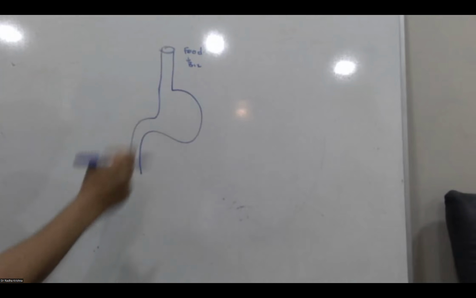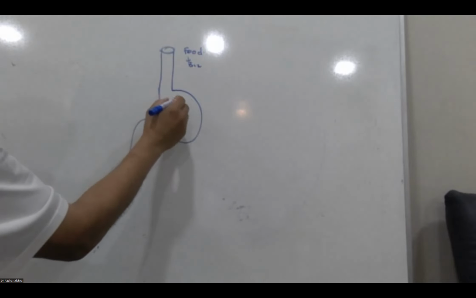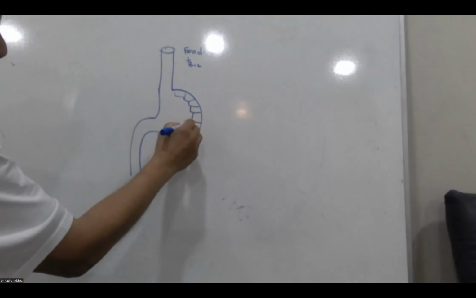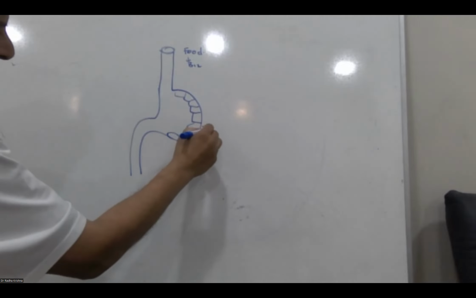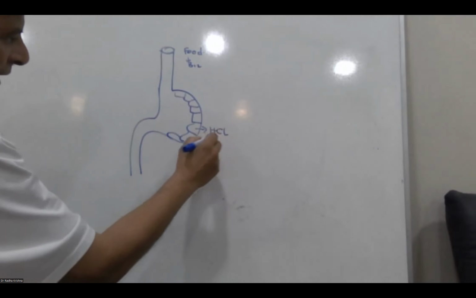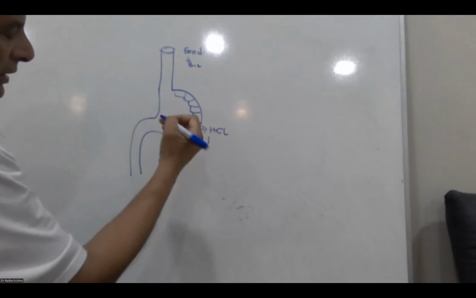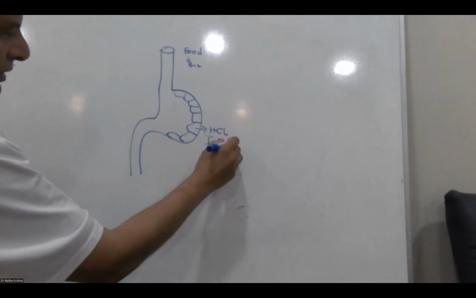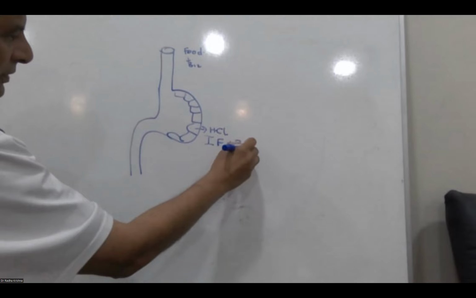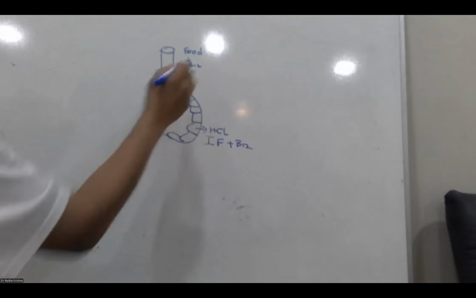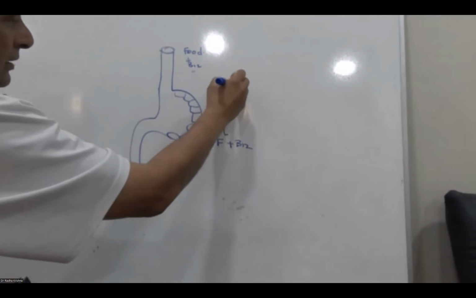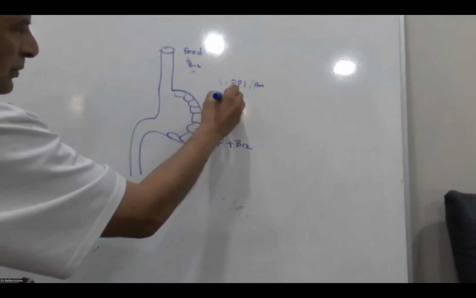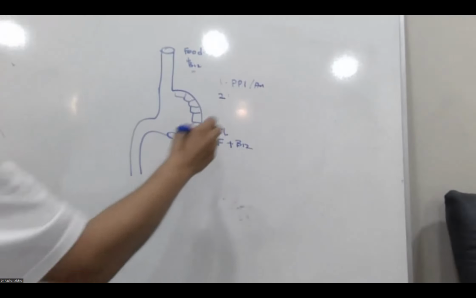B12 absorption starts from the mouth, and then it comes in, and you have parietal cells. The function of parietal cells is to produce hydrochloric acid, and it also produces intrinsic factor. So this intrinsic factor will tag to B12. So what can cause B12 deficiency is, one, PPI or antacids. Number two, okay, it can be a gluten problem.